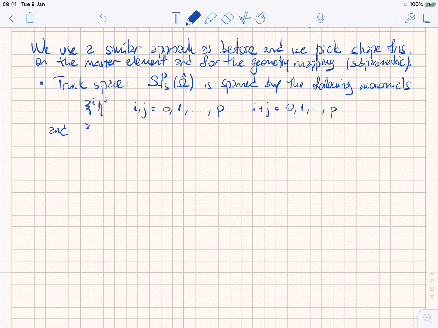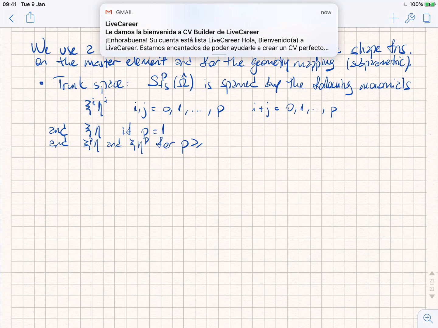And we're going to use psi eta if p is equal to 1. And also psi to the power of p eta and psi eta to the power of p for p greater than 2.